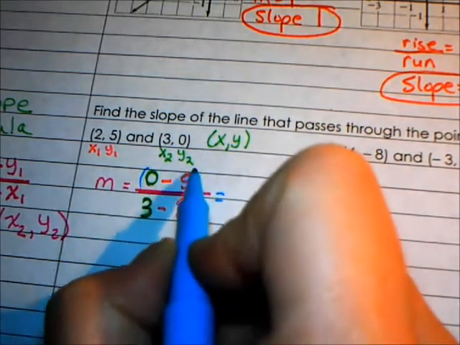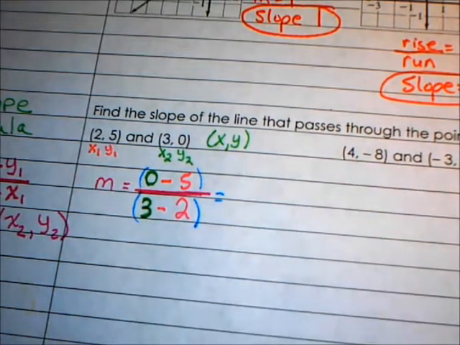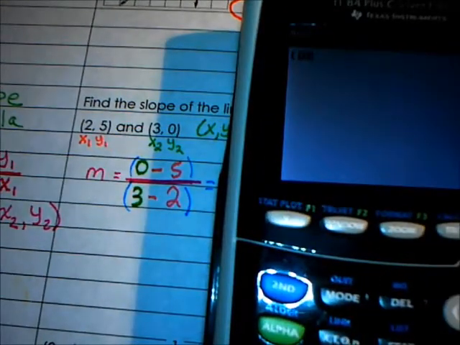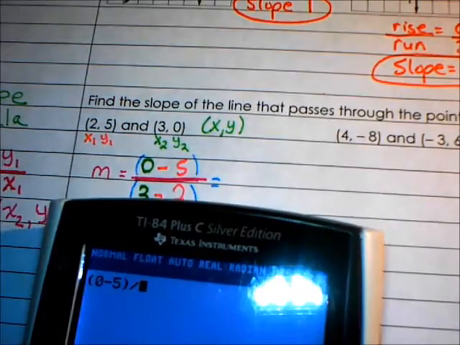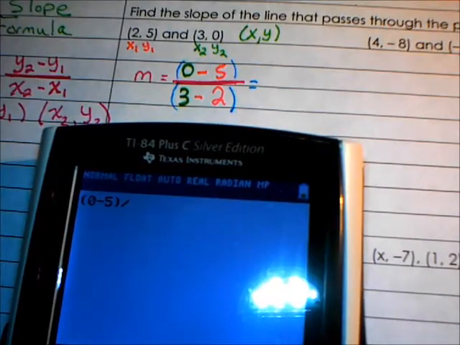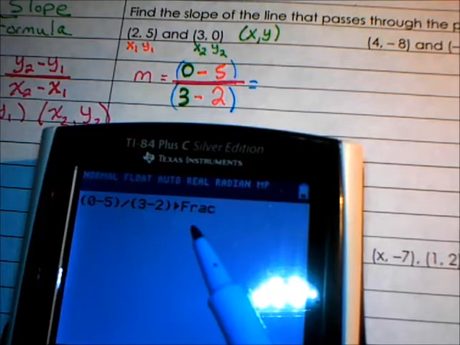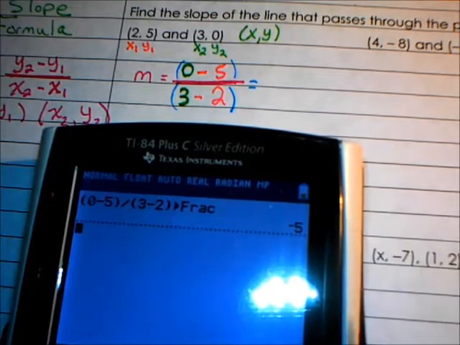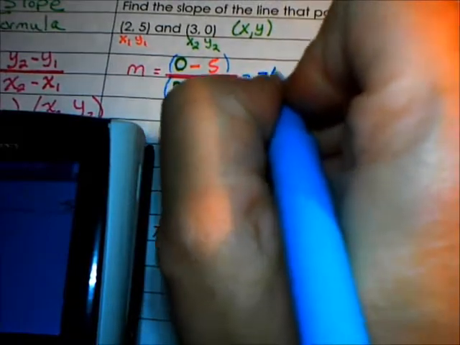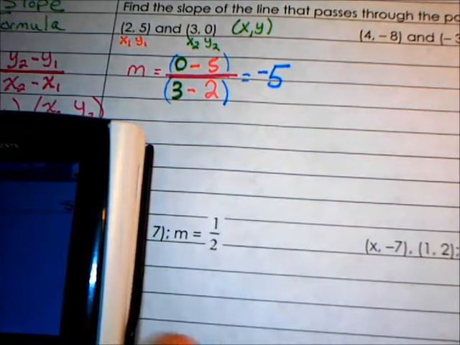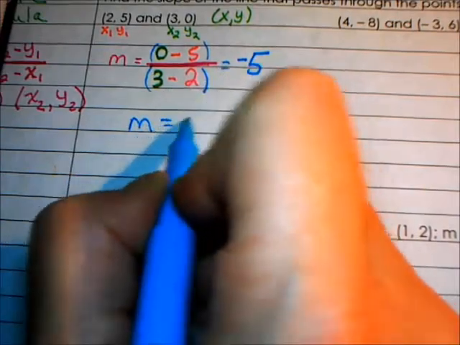If I do this, I want to put the top in parentheses and the bottom in parentheses. So that I have 0 minus 5, close your parentheses, and then the divide button. Parentheses, 3 minus 2, and close your parentheses. And I do want this to be a fraction if possible. So I'm going to have the math, and I'm going to frac it. So that I have the frac there, and enter, and it gives me -5. That's my answer. So my slope is -5.